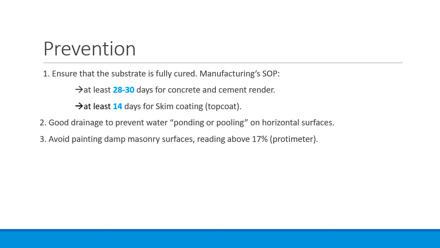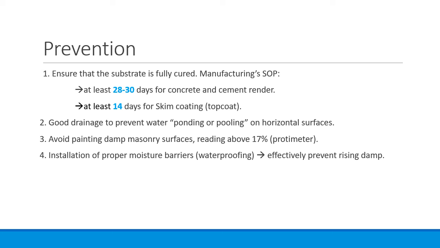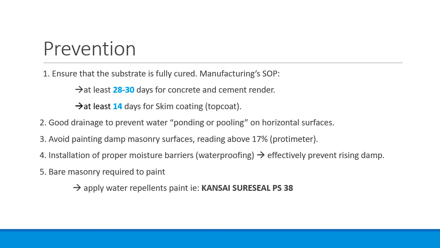We will use a moisture meter to measure the moisture content of the wall. Don't go ahead with painting if it is above 70%. Install a proper moisture barrier or waterproofing system. It will effectively prevent rising damp. For any bare masonry that is required to be painted, you can apply a water repellent paint. We recommend you use Kansai Solpas PS38, which is a solvent-free epoxy sealer.